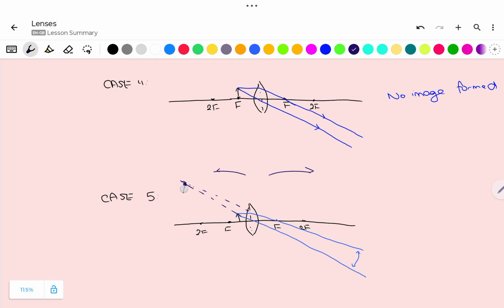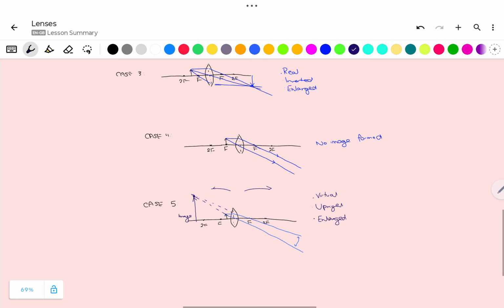I will also draw my image. Now, I'm going to write that it is virtual. It's not real because they did not meet on this side of the lens. And it is upright because it's pointing the same direction as the object itself. And it looks bigger, so we're going to write enlarged. Okay. Any problem? I think it is very, very clear.